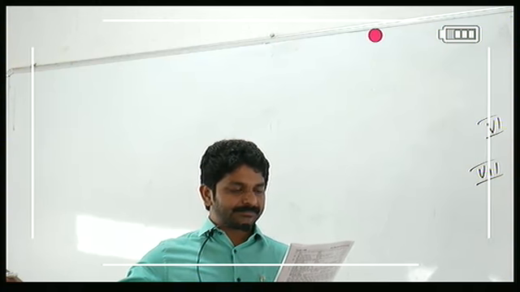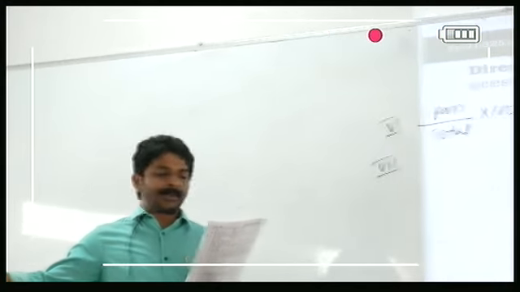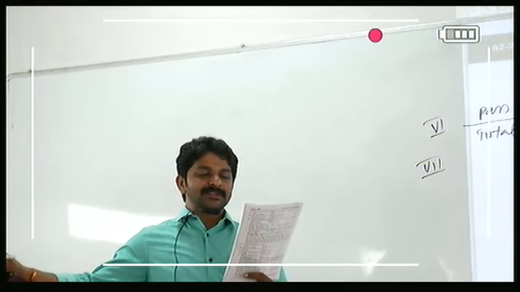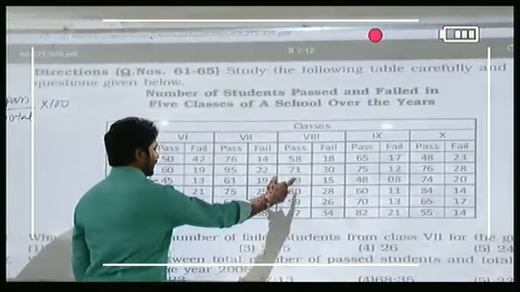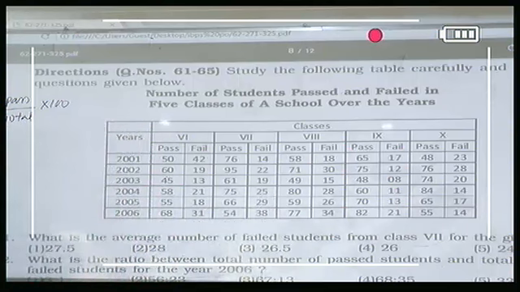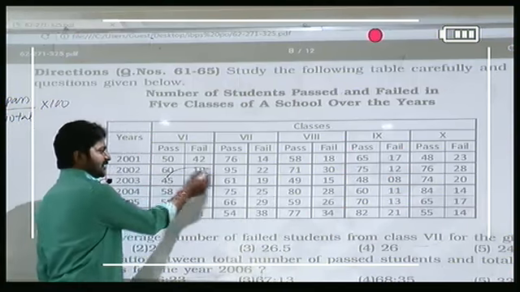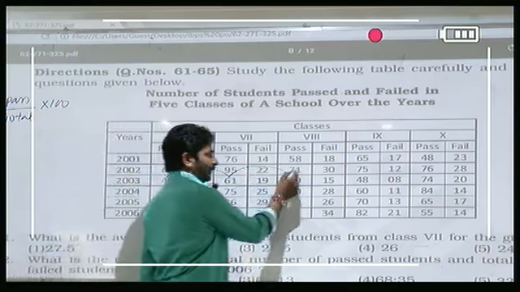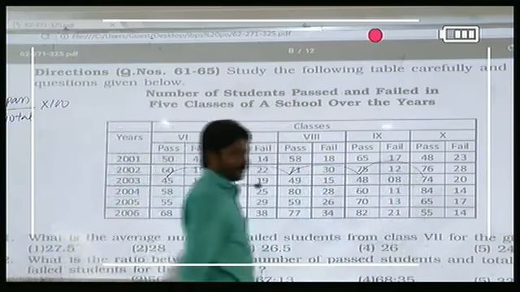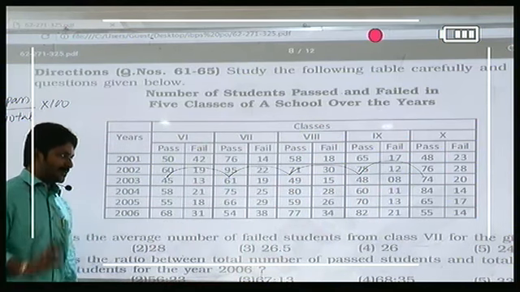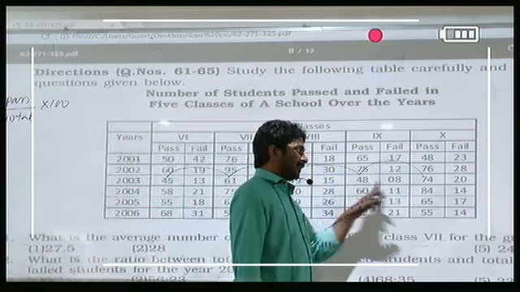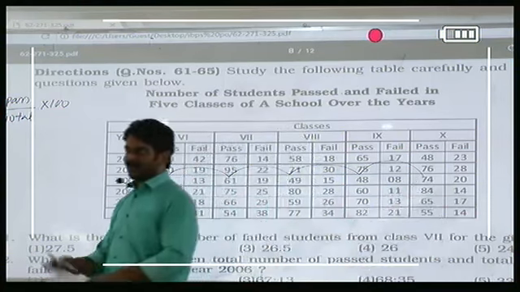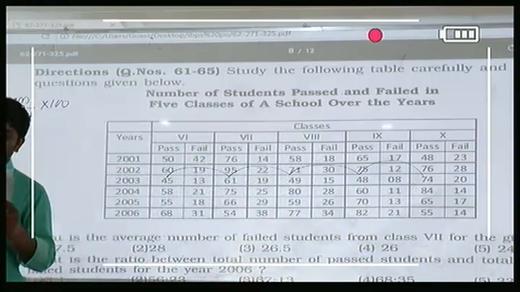Right. Next, what is the number of passed students for all the classes together in the year 2003? Passed candidates in 2003: 45, 61, 49, 48, 74. Yes or no? 40, 60, 100, 140, 180, 250. 250 round figure. Keep it aside. Start with 5. 5 plus 1, 6. 6 plus 9, 15, 23, 27. 250 plus 27, 277.